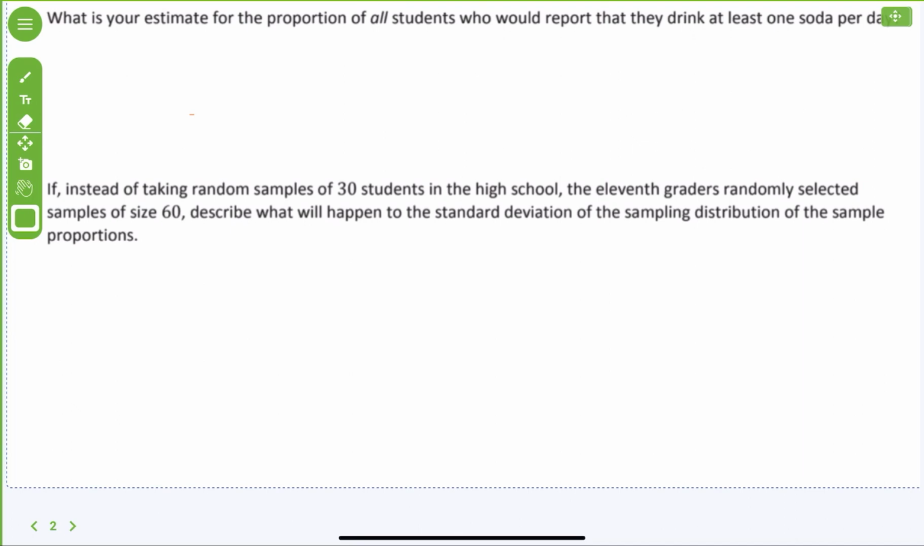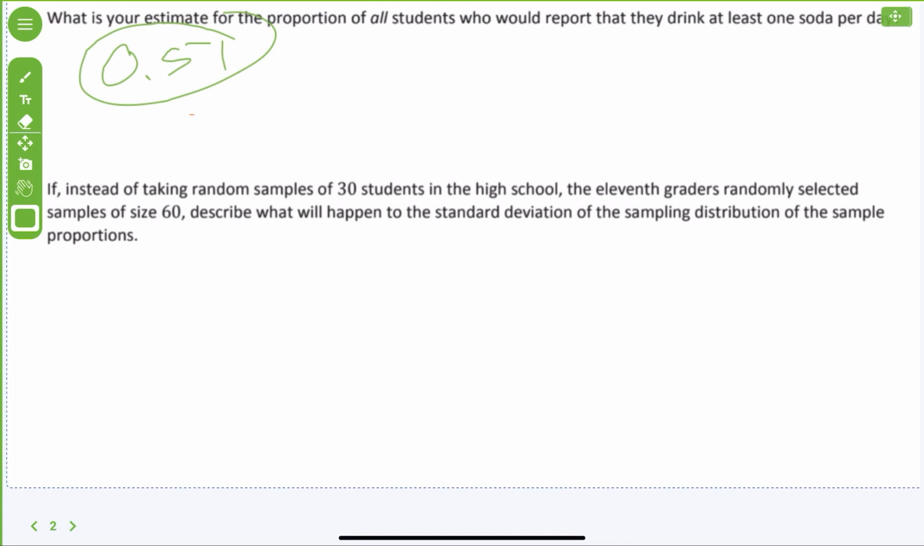That would be the best way to estimate it. So they said it was about 0.51, right? So that would be your best guess. You would take the mean of the samples, and that would be your estimate if you wanted to be accurate.